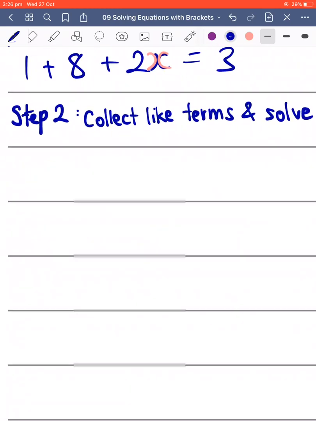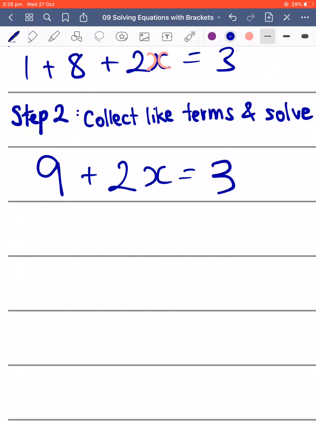So now I have this, and I want to collect some like terms. So first thing I can already see that I have is I have 1 plus 8, which is actually 9. So let's make our life easy and do that already. So I've got 9 plus 2x equals 3. And again, we want to get x by itself.